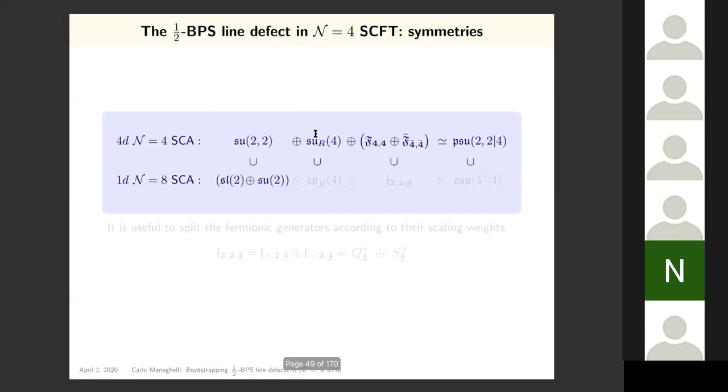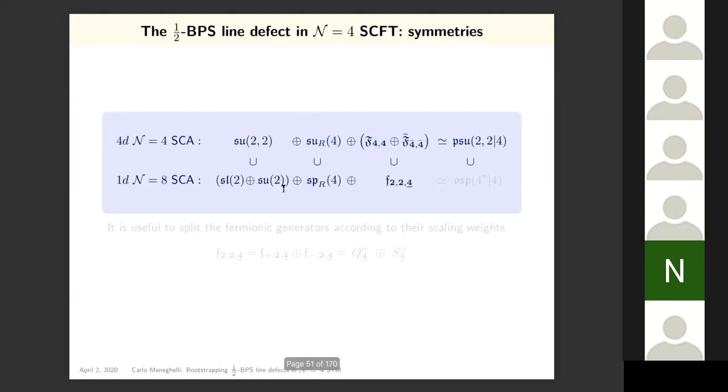And when you add the defect, as I said, we have a one-dimensional defect. We break the conformal symmetry SU(2,2) to the conformal symmetry on the defect, which is the SL(2). And then you have SU(2), which is the transverse rotation, the SO(3) that rotates the three other directions in 4 dimensions. And then we also break SU(4) to Sp(4), which is more intuitive to understand in SO(6) notation. So we break SO(6) to SO(5).